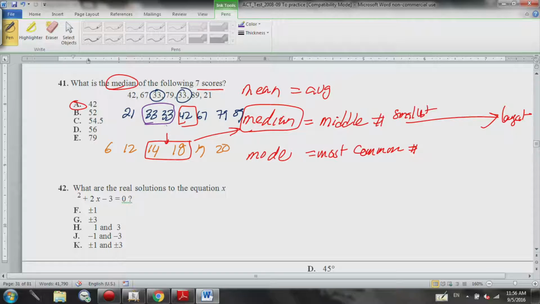If in this set there were 2 numbers that showed up twice, like 33, 33, and then 79, 79, this would have 2 modes. That would be 33 and 79. So mode is the most common number that's found in the set. Median is the middle number after the set of numbers is arranged from the smallest to the largest. Okay, so that's question number 41.